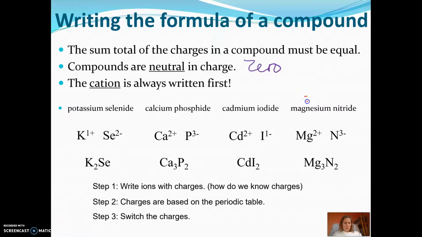So, I honestly, instead of writing the symbols, because hopefully you know that, I just write the charges right above, 2 plus, 3 minus. So that way, when you switch them, they switch down like that. Okay, so the last thing is super important.